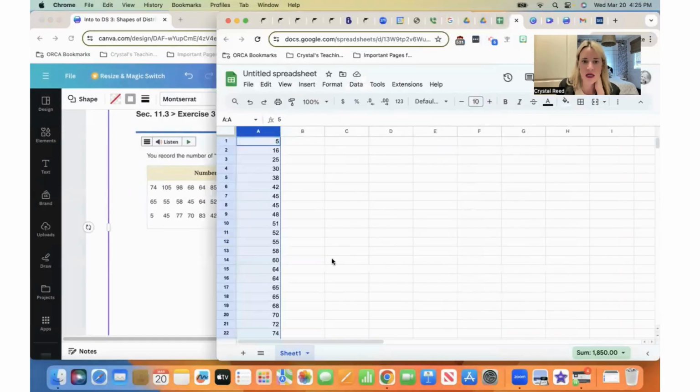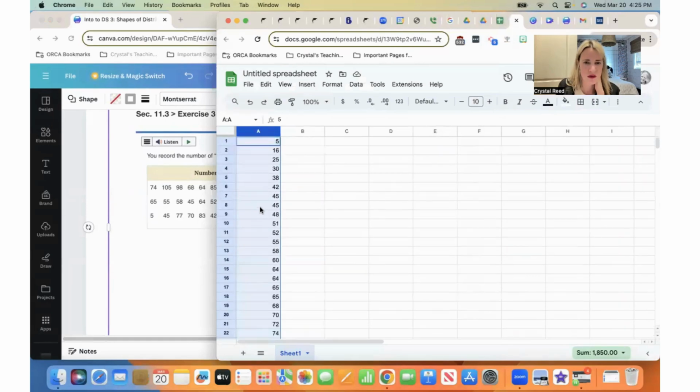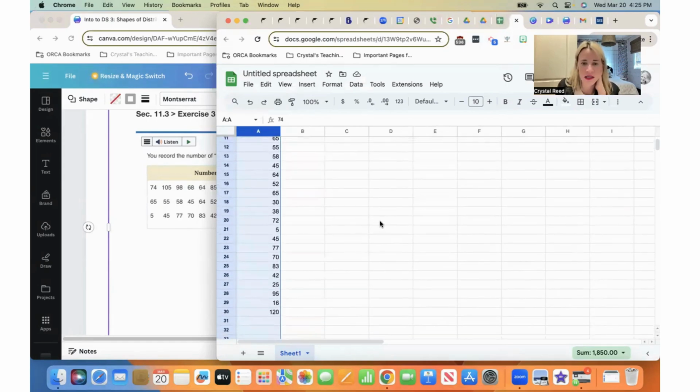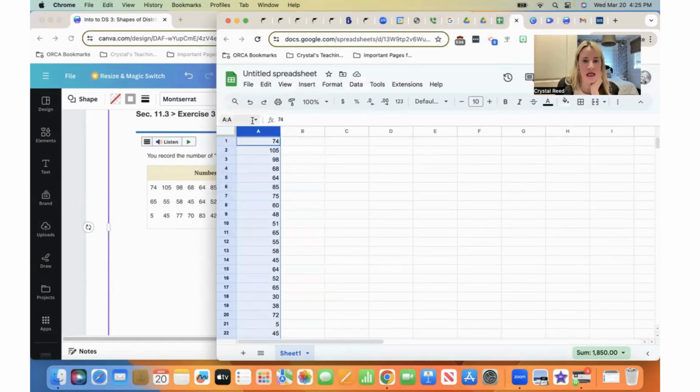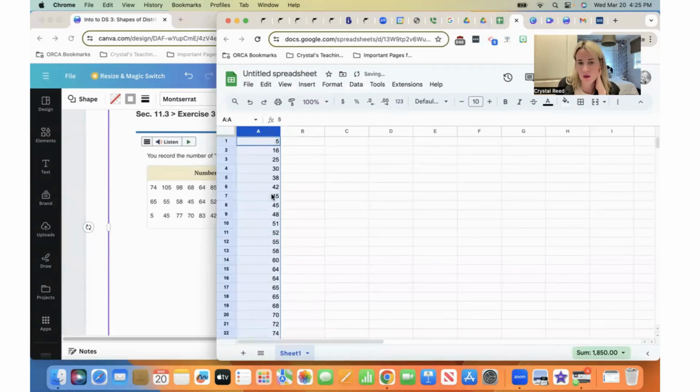So I went ahead already and put those numbers in a Google Sheet, 30 different numbers. Sorry, they were there. Okay, 74, 105, 98, all the way down. Put all these numbers in. And I'm going to sort them so that I can see just exactly how many of each. And so if you right click here and then do sort sheet, it should sort them in numerical order.